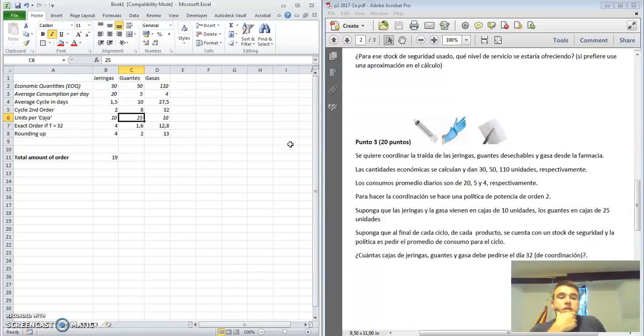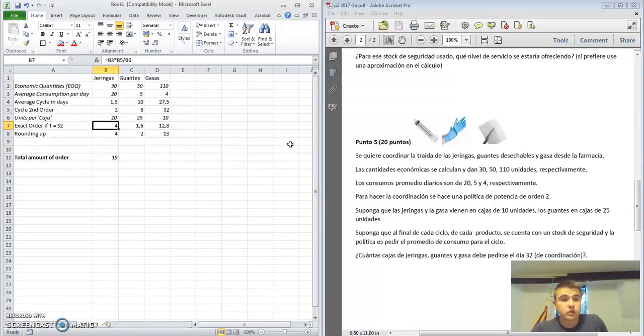Well, we know that jeringas will be ordered every second day, so on day 2, on day 4, on day 6, on day 8. So if you go up, it will also be ordered on day 32. Guantes will be ordered on day 8, day 16, day 24, and day 32. So also on day 32. And gasas, the cycle is 32, so the first order will be on day 32. So we will order actually all products on this day. The politics is also to pedir, to ask for the average consumption per cycle.